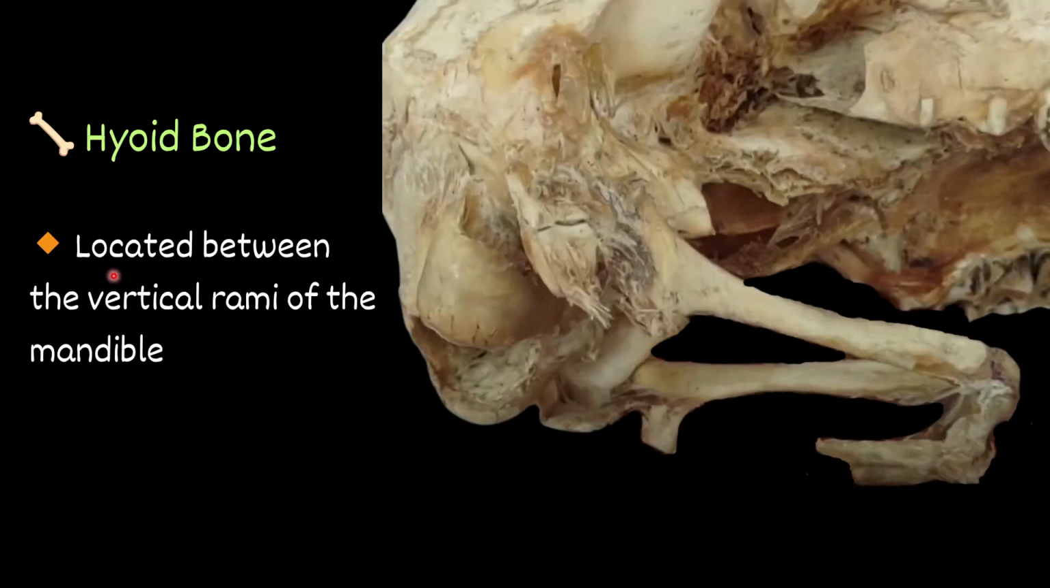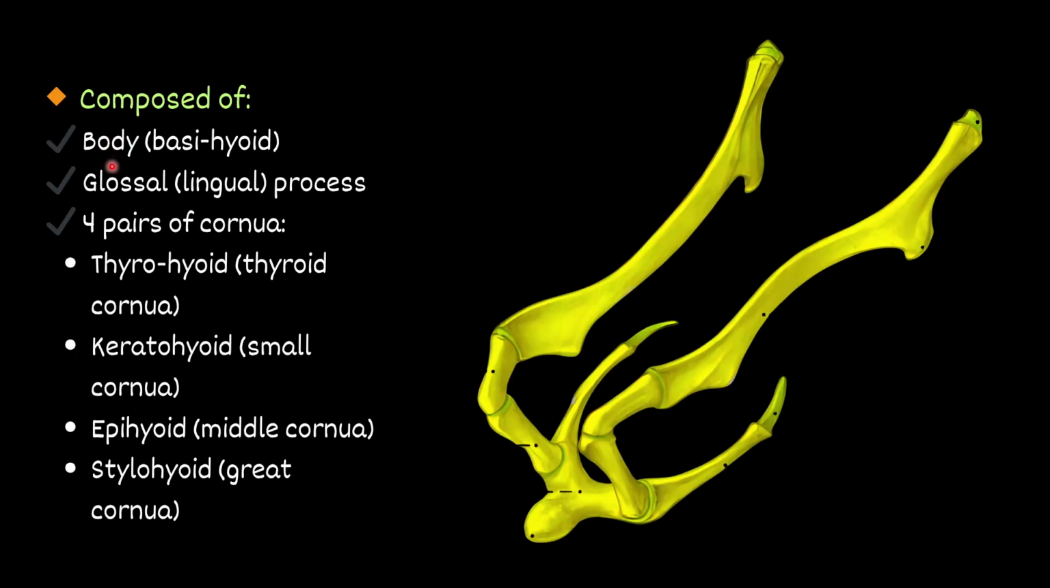The hyoid bone is located between the vertical rami of the mandible. You can see this whole bone is the hyoid bone. It is present between the two vertical rami of the mandible. It is composed of a body or basihyoid, the glossal or lingual process, and 4 pairs of cornua: thyrohyoid or thyroid cornua, keratohyoid or small cornu, epihyoid or middle cornu, and stylohyoid or great cornu.